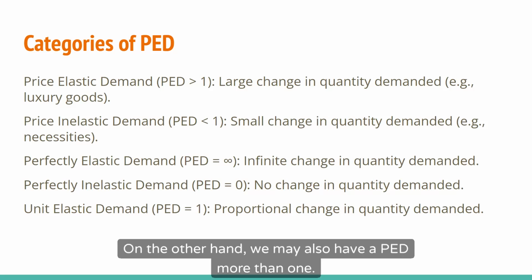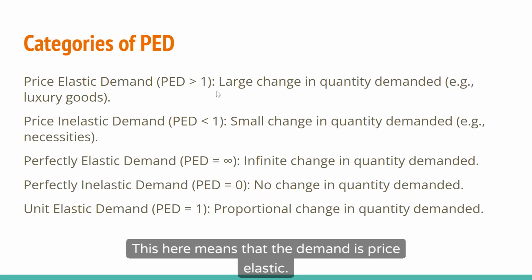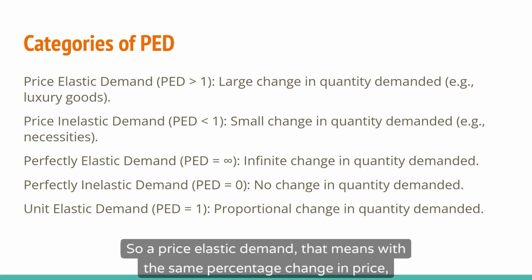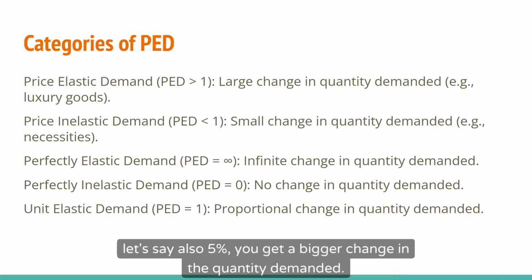On the other hand, we may also have a PED more than 1. This means that the demand is price elastic. A price elastic demand means that with the same percentage change in price, let's say also 5%, you get a bigger change in the quantity demanded.